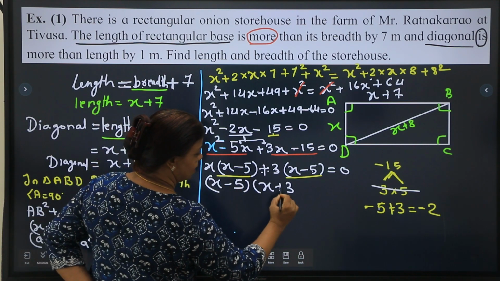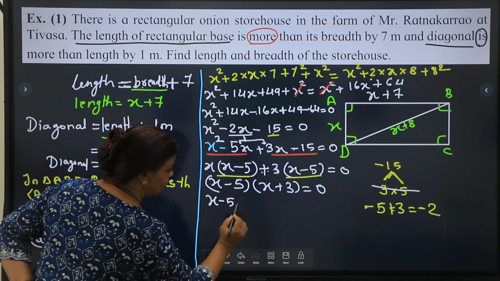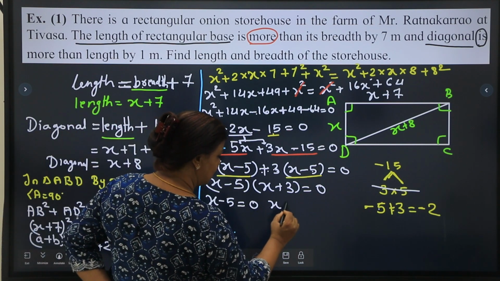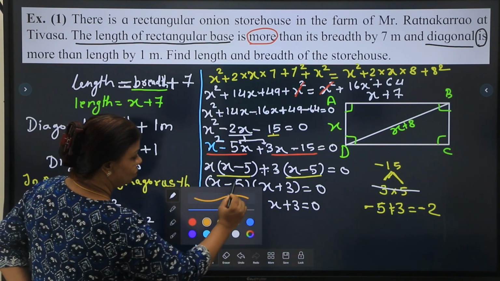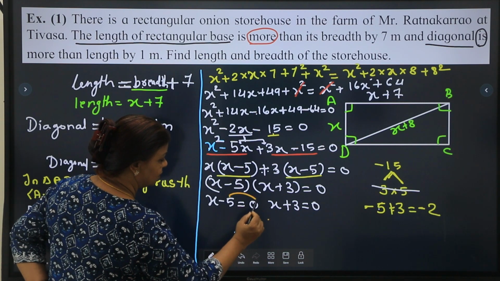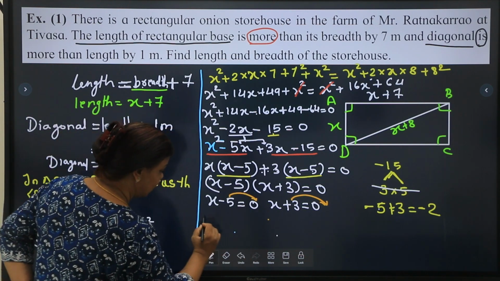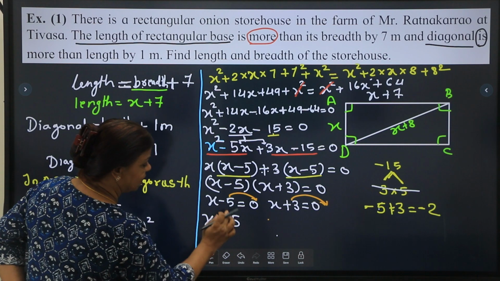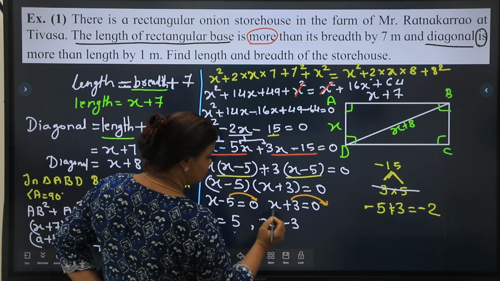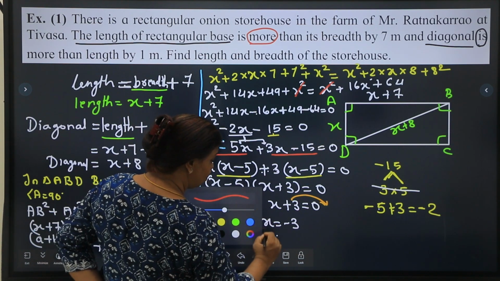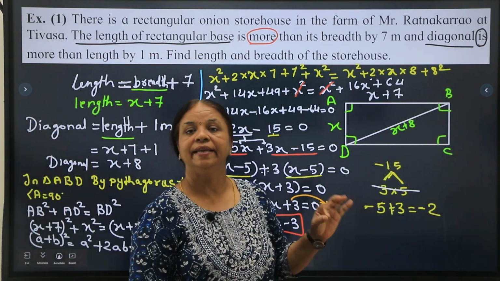is equal to 0. Now, what do we get? x minus 5 is equal to 0 and x plus 3 is also equal to 0. So, 5 will be shifting to this side and 3 will also be shifting this side. So, what will I get? I will get x is equal to plus 5 because minus 5 will become plus, and here x is equal to minus 3. Now, see children, x is equal to minus 3 will be rejected because breadth cannot be negative.